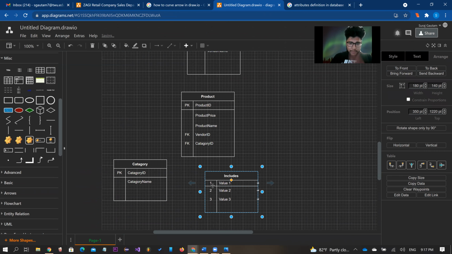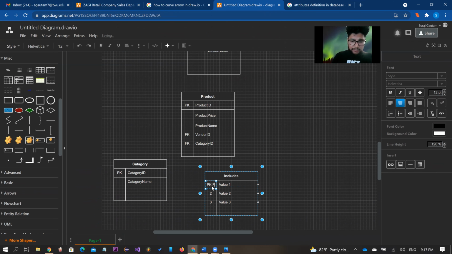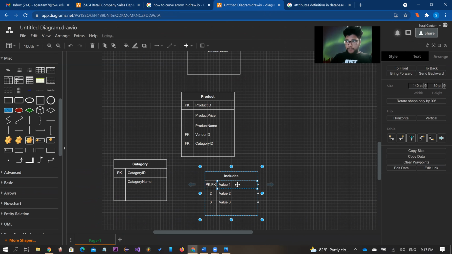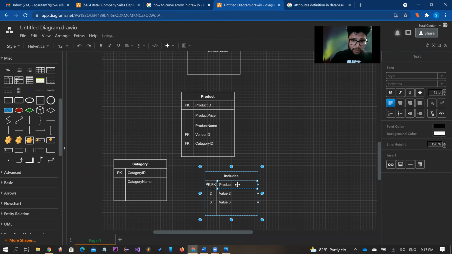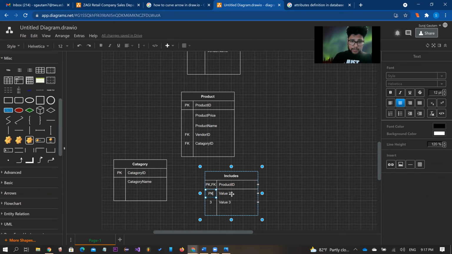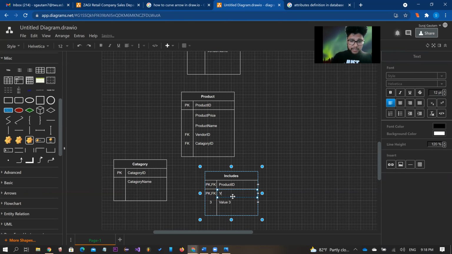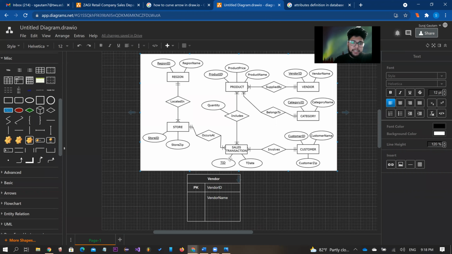Includes basically has both the primary key and the foreign key. Let's see, PK, and so basically ID. And the other one we have is transaction ID. That's transactional ID is its own transaction primary key.